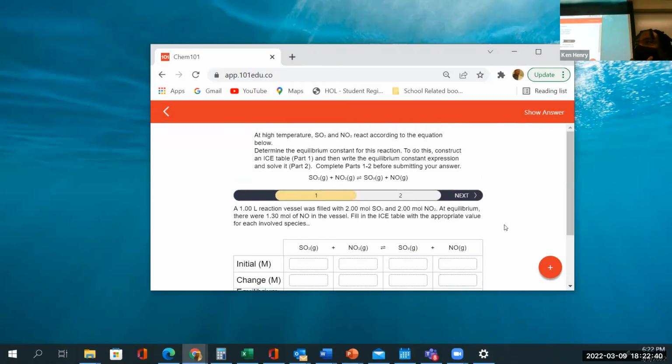Okay, it says at high temperature, sulfur dioxide and nitrogen dioxide react according to the equation below. Determine the equilibrium constant for the reaction. To do this, construct an ice table, part 1, then the equilibrium expression, and solve it, part 2. Complete parts 1 and 2 before you submit your answer.